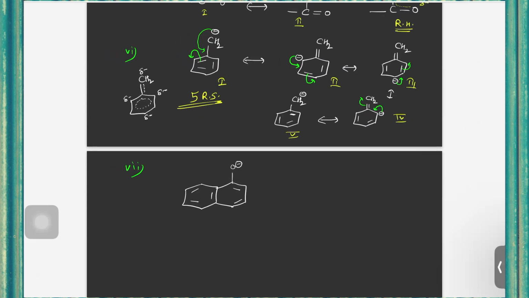If negative charge can go on both sides, then you have to take it on both sides, step by step.